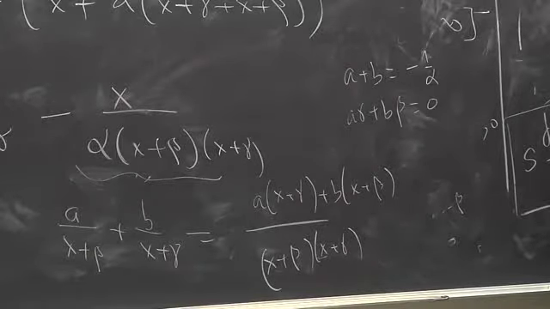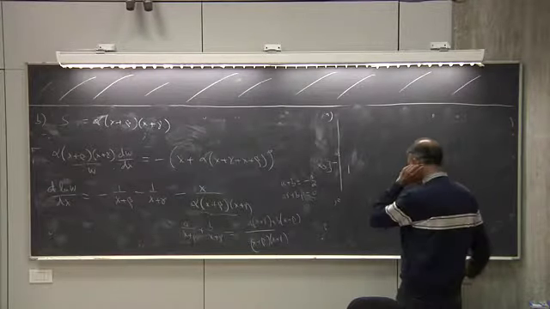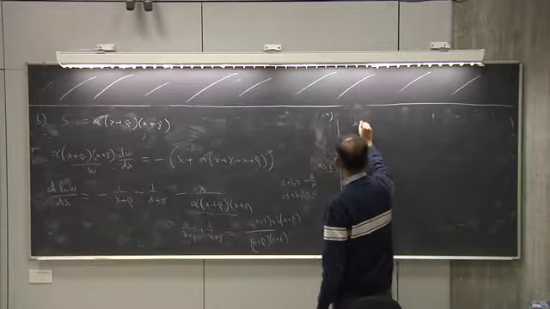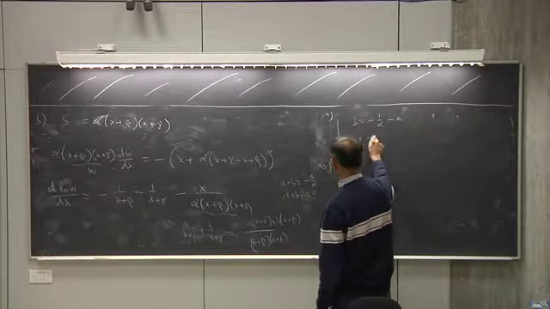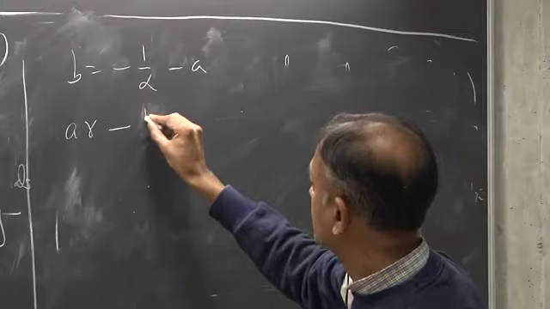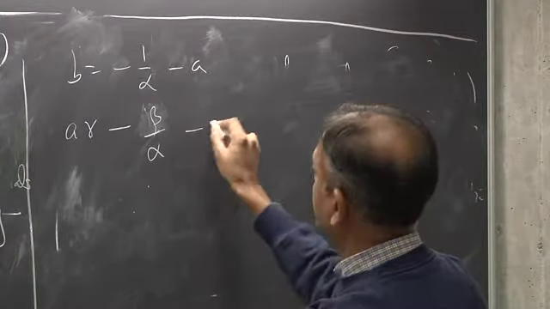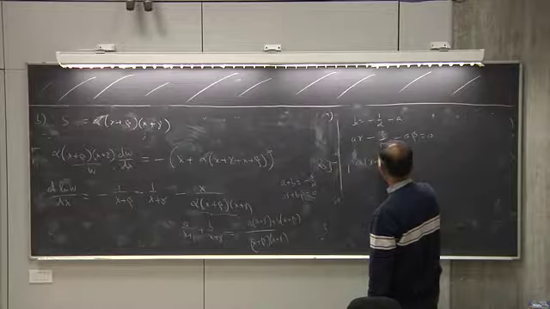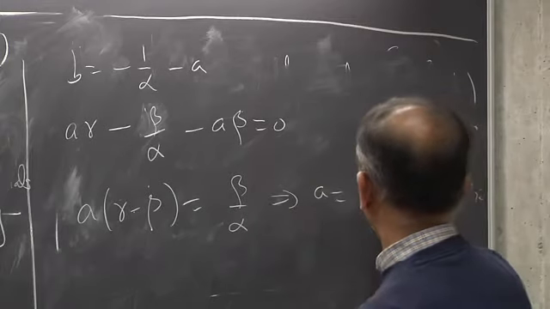I think I can erase this because I don't need this equation anymore. So how will you solve this? Substitute, for example, b is equal to minus 1 over alpha minus a. Substitute that back here. So you get a gamma minus (1 over alpha minus a) beta, hmm, that is a gamma minus beta over alpha minus a beta equal to 0. So that tells me that a times gamma minus beta is equal to beta divided by alpha, which implies a is equal to beta over alpha times gamma minus beta.